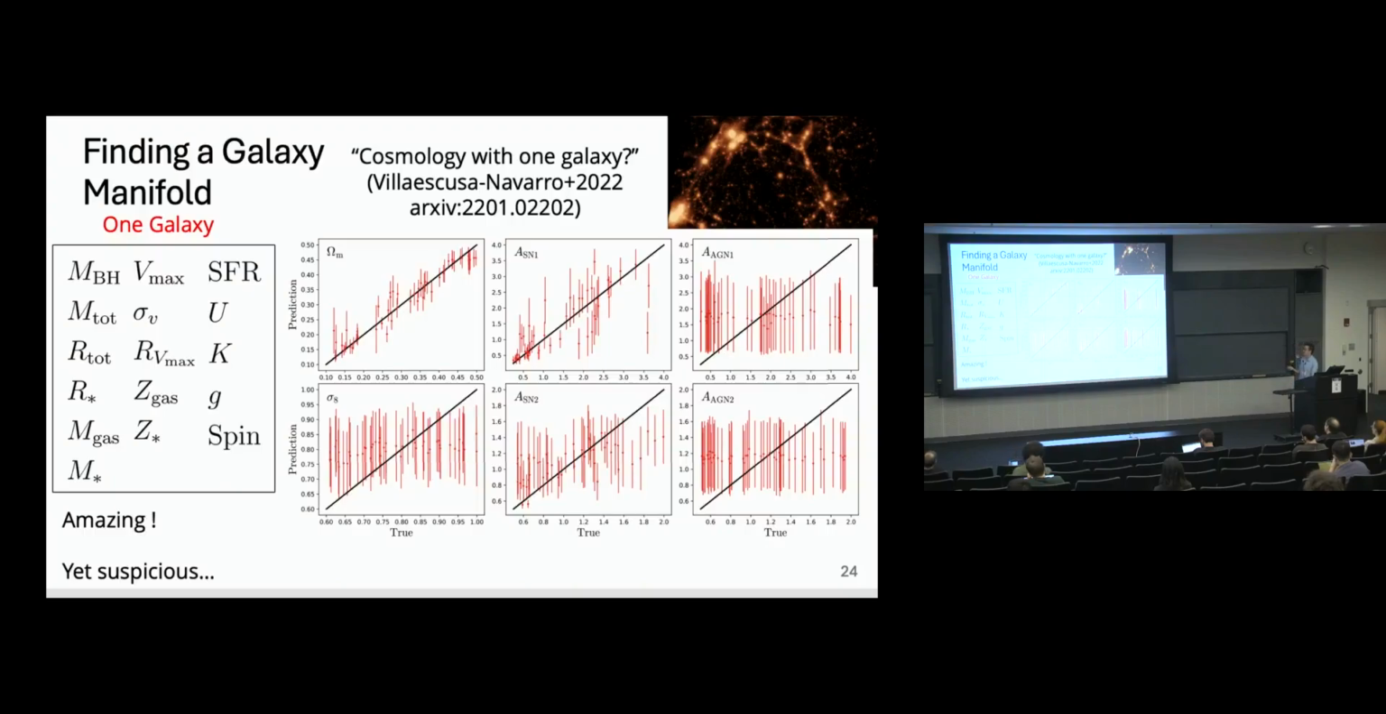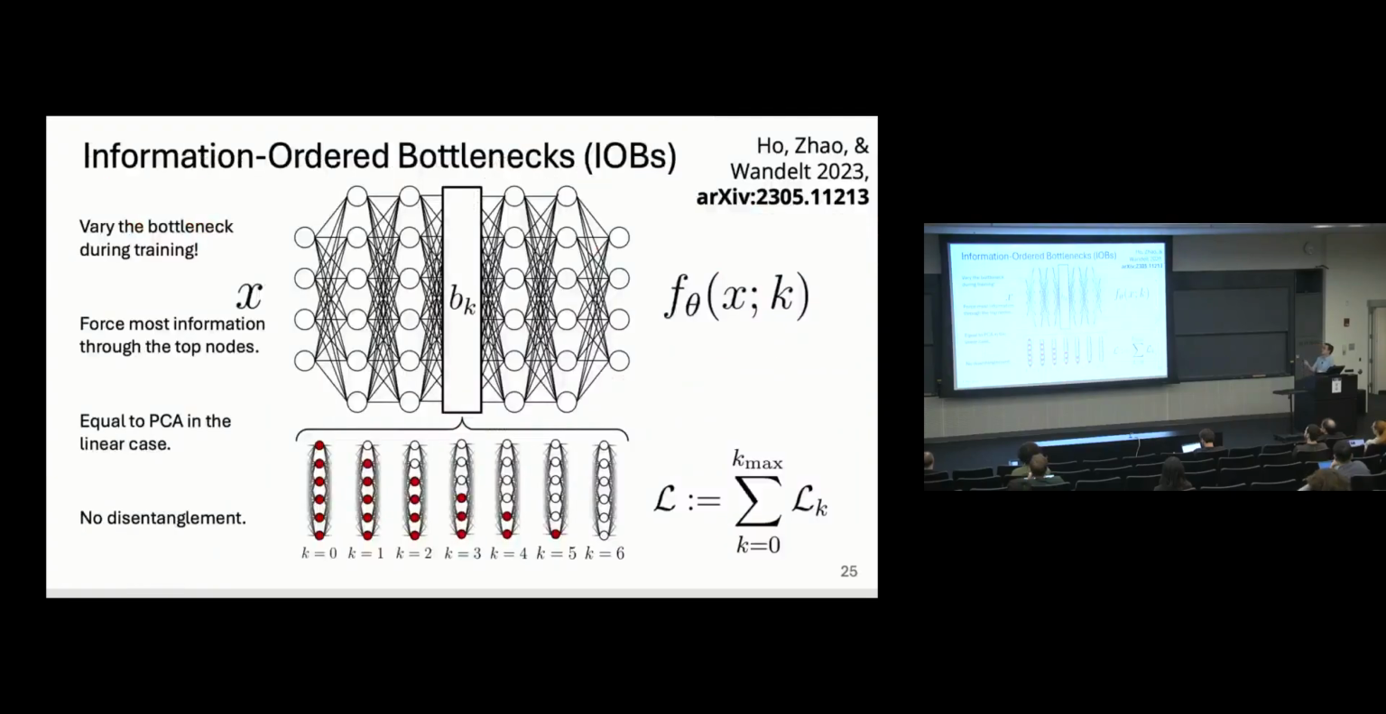So this baffled us for a very long time, and we figured out that a lot of these properties overlap with other ones. So the machine learning model has to be taking advantage of correlations of this information, which means that the galaxies at different omega matter have to live on different manifolds in this very high dimensional space. So we had developed this autoencoder framework called information ordered bottlenecks.